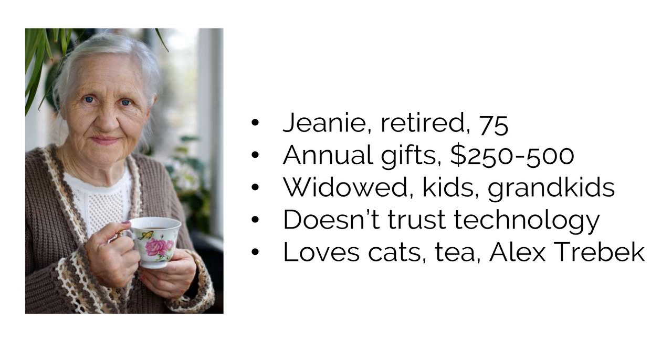So once you've started segmenting and mapping, you can create some donor personas. These are simply brief outlines of different archetypes of people that you'll be communicating with. Here's a fairly typical looking one. Jeannie is retired. She's 75. She gives annual gifts between $250 and $500. She's widowed. She's got kids and grandkids, but she doesn't trust technology. So you're not going to send her your email appeal, are you? She loves cats and tea and Alex Trebek.